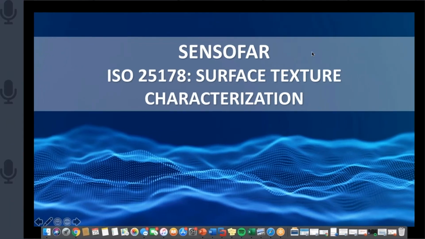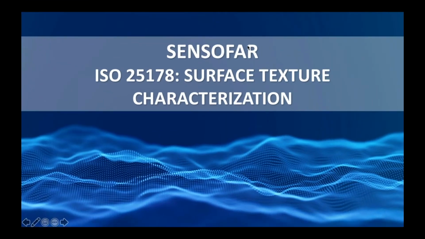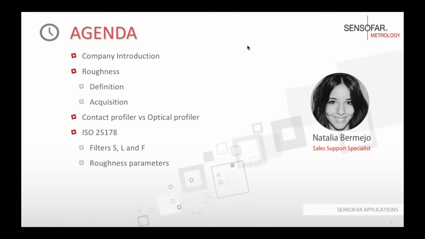So let's get started. First of all, I would like to explain a little bit the agenda of this presentation. I'm going to explain the company first, then we are going to talk about definition and how we acquire roughness, and which are those equipments that can acquire roughness. Then we're going to compare contact profilers versus optical profilers. And finally, we are going to talk about the ISO 25178, and especially we're going to mention the S, L, and F filters and the roughness parameters.